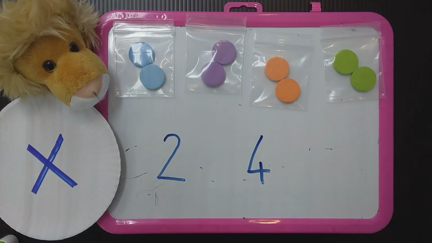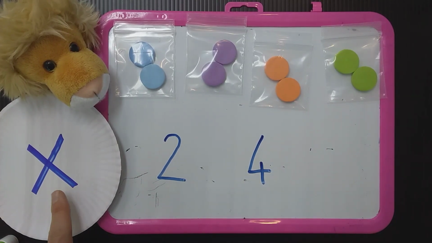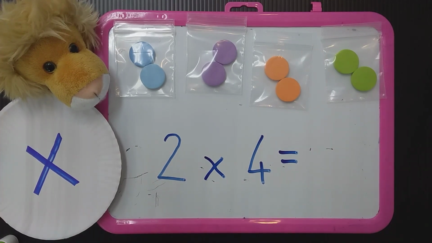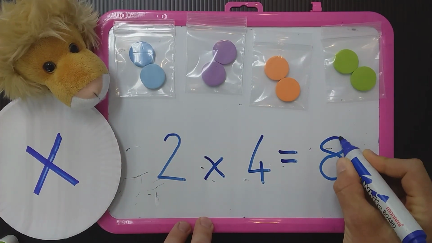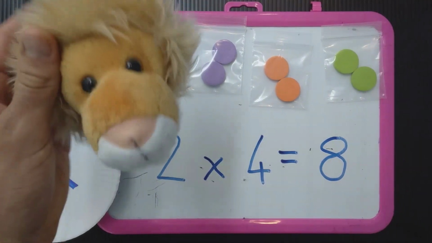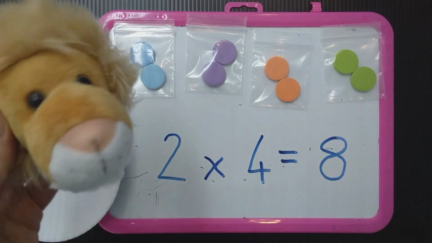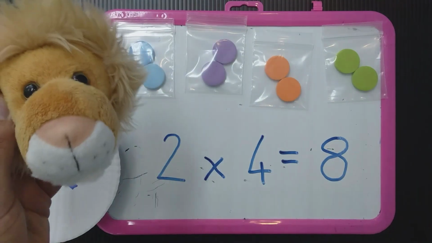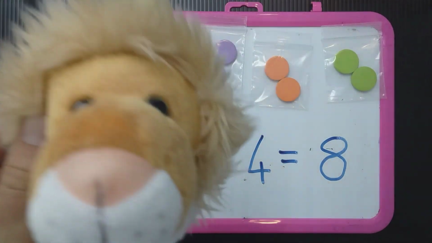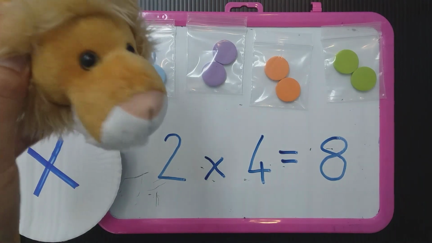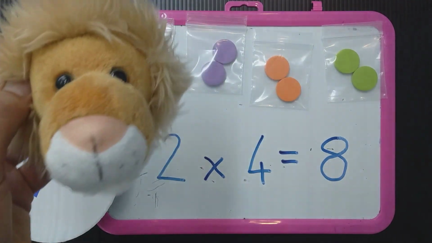Okay, and Mr. Lion, if we want to skip count to check how many in all, what can we do? We can multiply, that's right. And let's check how many in all. 2, 4, 6, 8. You have 8 circles in all, Mr. Lion. Oh yeah, that's easy. And why do you have 8 circles in all, Mr. Lion? Because I have 4 bags and each bag has 2 circles. So I skip count, it's multiply, I skip count to check how many in all. Good job, Mr. Lion.